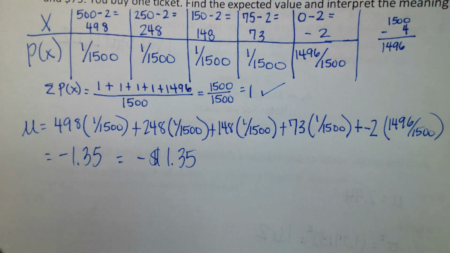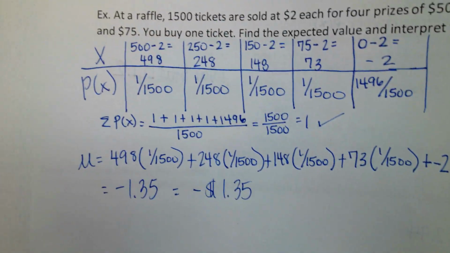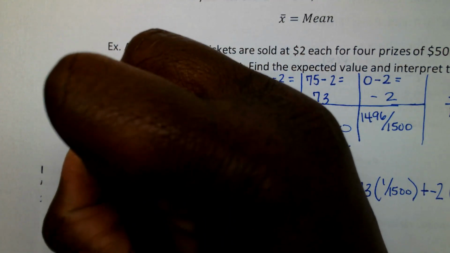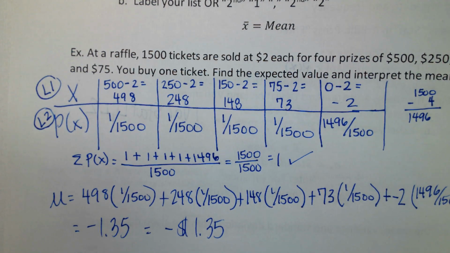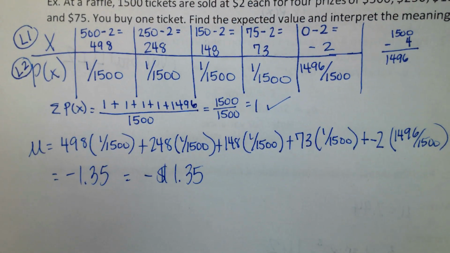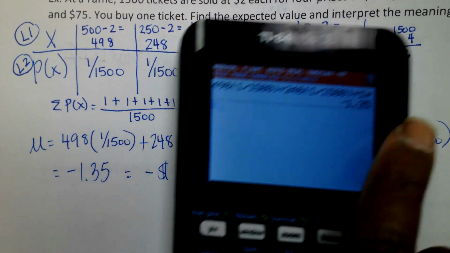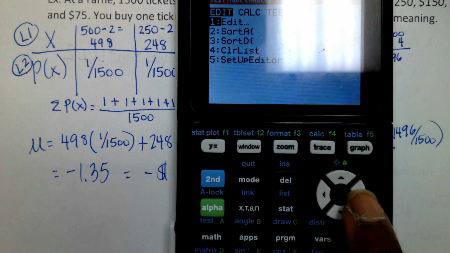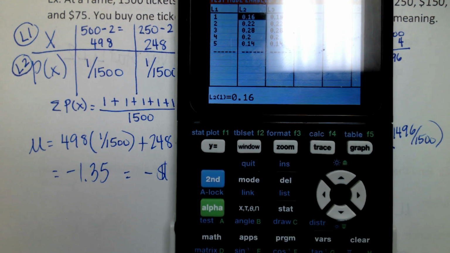Now put this in the calculator. L1, remember always our x. L2 is going to be our p of x. So we're going to put this in a list and we still get the same answer. So up top of this page, I'm not going to put my screen down because I want to show this all the time. Stat, edit, and then all my possible x's going L1.